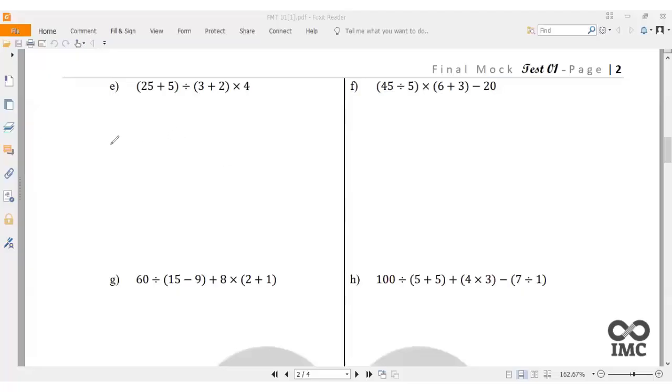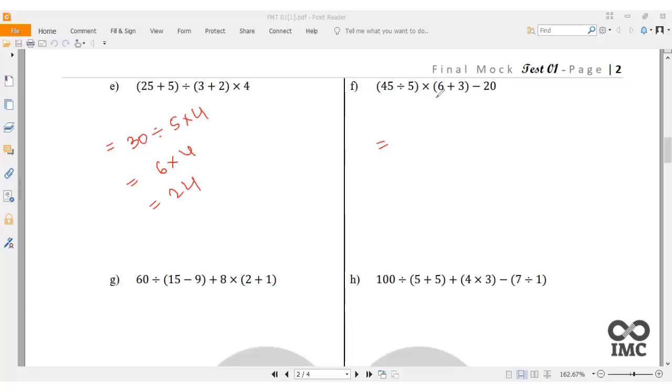Now question number E. Question number E says 20. Here 2 round brackets are given. So we have to complete the round bracket at first. 25 plus 5, that will be 30 divided by 3 plus 2, that is 5 multiplied by 4. 30 divided by 5 will be 6. So 6 multiplied by 4 will be 24. Now number F.